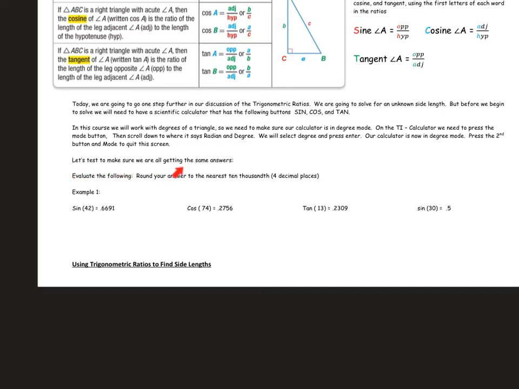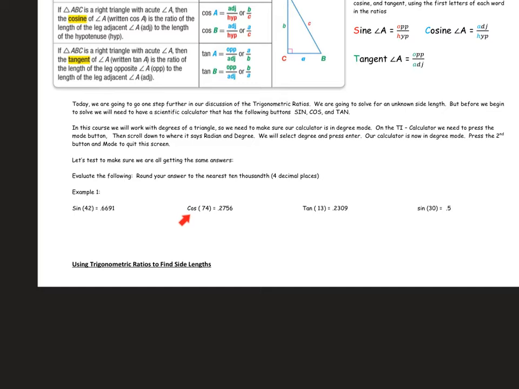So we're going to take a moment to make sure that everybody is in the proper mode. So I'm going to have you guys evaluate the following just to make sure, and we're going to round to the nearest 10,000th, so 4 decimal places, for the following. So if I was to type in the sine of 42 on my calculator, I'll press the sine button, 42, and then I'll close my parenthesis, so you should see this on your calculator screen. You press enter, you should get 0.6691. If you did not get 0.6691, you're probably not in degree mode.